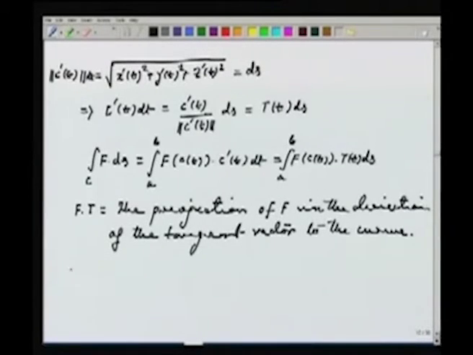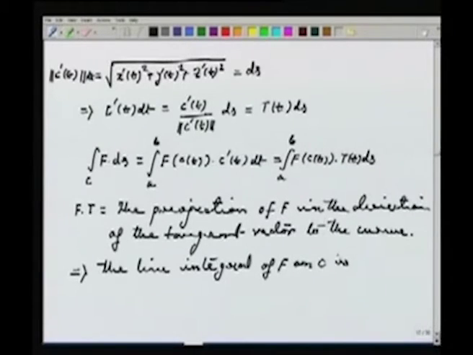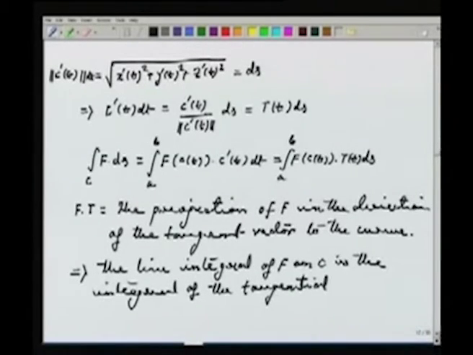So this implies, I will write the meaning, that the line integral of f on c is the integral of the tangential component of f with respect to the arc length.